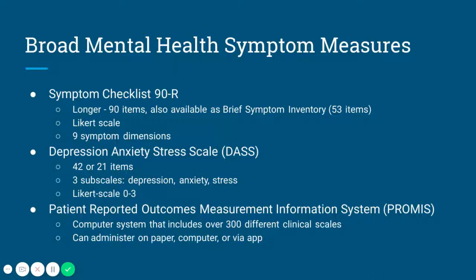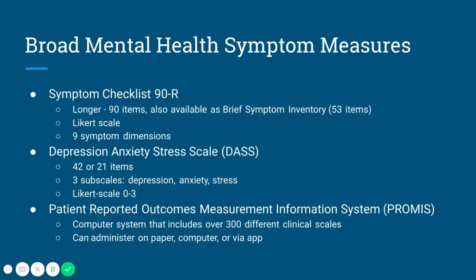The Depression Anxiety Stress Scale, or the DASS, has 42 items, or a shortened version with 21 items. There's 3 subscales: depression, anxiety, and stress, so you can take those individually. And it's a Likert scale from 0 to 3.